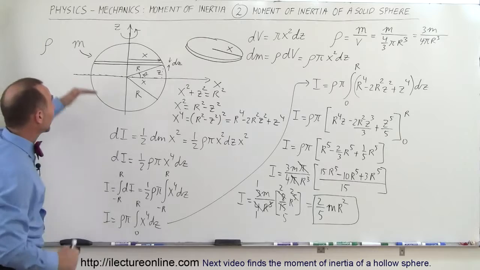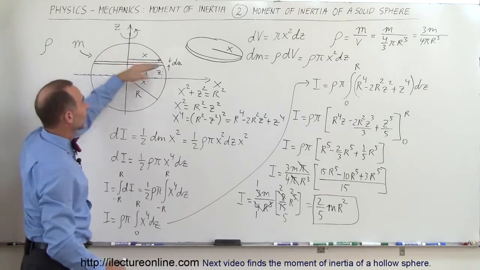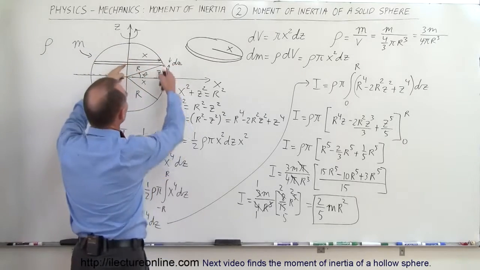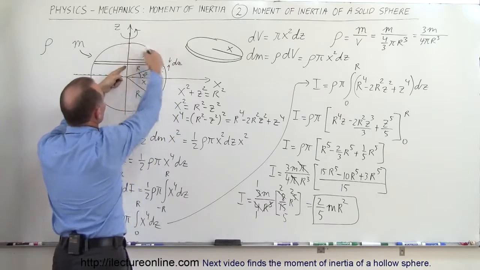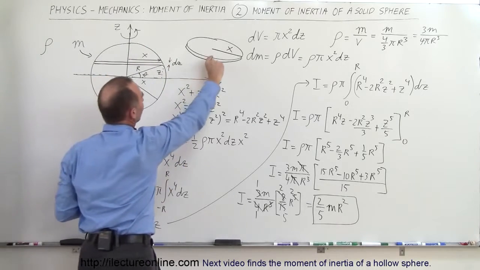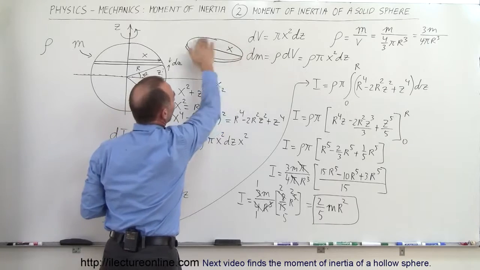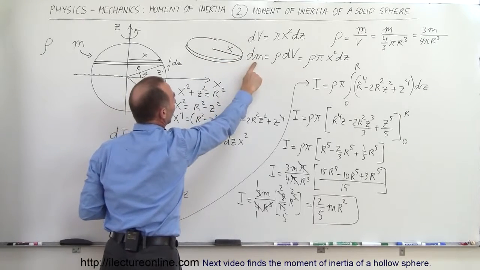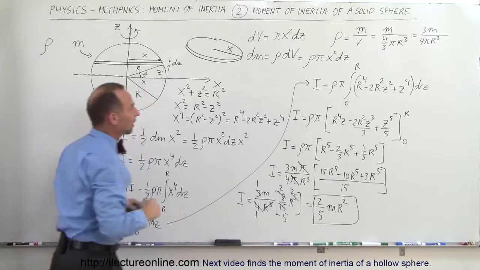So again, the trick is to go ahead and do the little slices. So here's a little slice. The distance from there to there is x. Notice x will go from 0 to r. And the thickness is dz. The volume of that would be the area times dz. And the mass would be the density times the volume, which can be written like that.